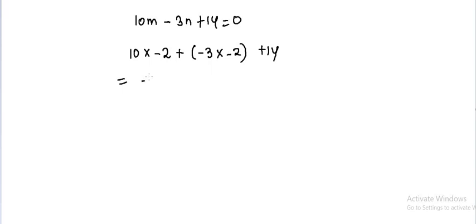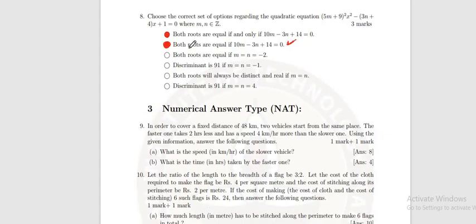10 into minus 2 is minus 20. Minus 3 into minus 2 is 6, plus 14. Simplify this, you are going to get 0. So you see that your LHS is equal to RHS. Hence, when you substitute the value m is equal to n is equal to minus 2, the roots will be equal according to the first one. So this option is also true.